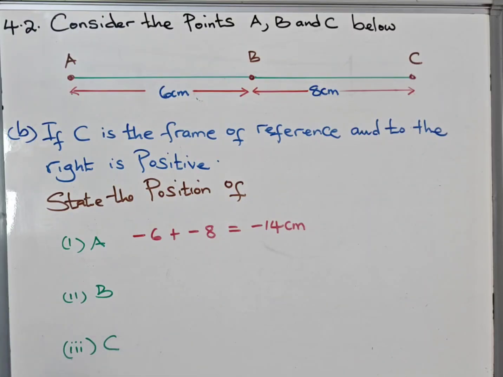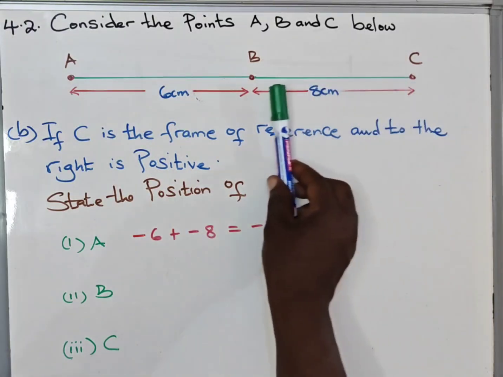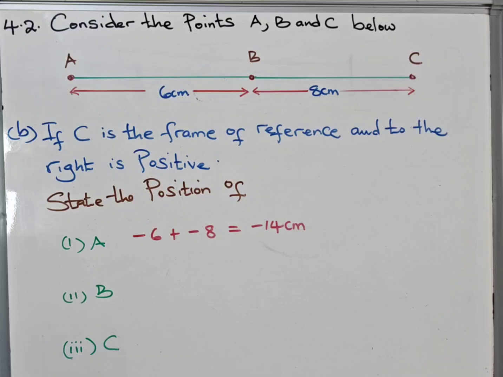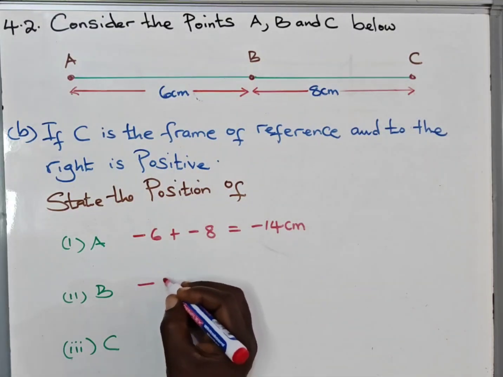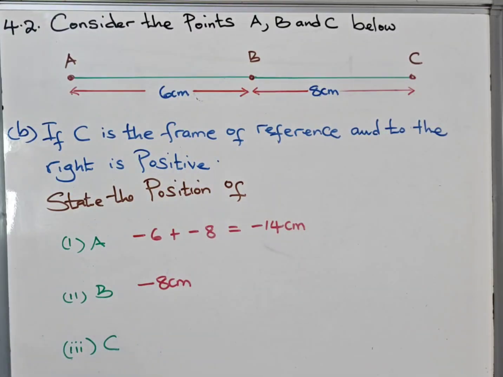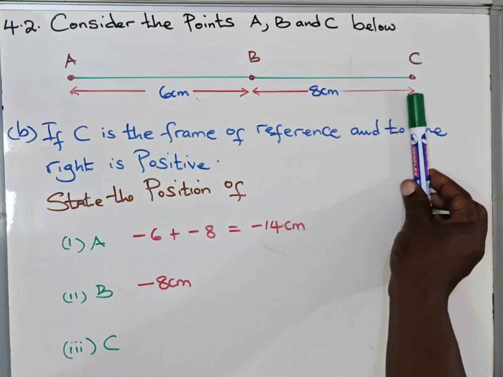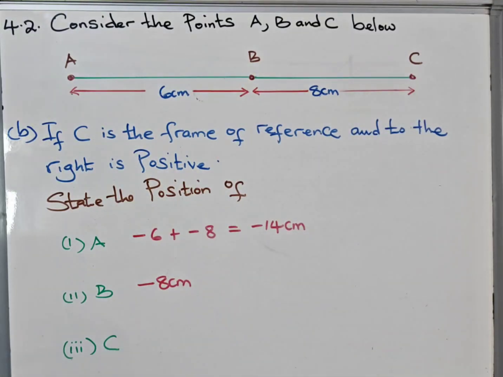Okay, then we go to B. From C as our reference to B, what is the position? The position is -8 centimeter. You remember from C to B is to the left, which is negative. Then they want C. If C is our frame of reference, which is 0, then what is the position of C? Our position of C is 0, or 0 centimeters.